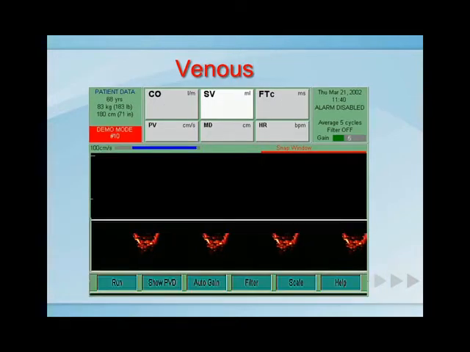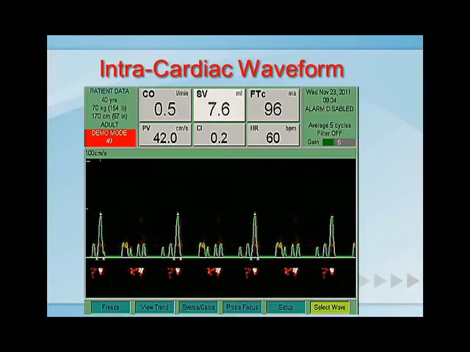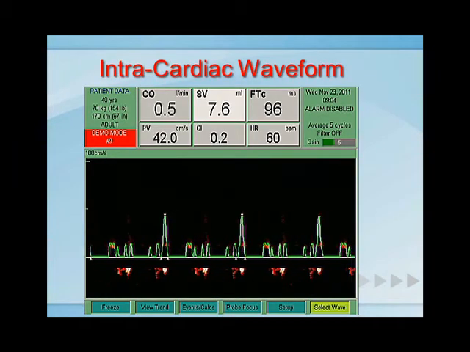This is an example of a venous waveform. It has a low-frequency sound, and there's no characteristic descending aortic blood flow signal as noted at the positive spectrum of the Doppler waveform. This is an example of an intracardiac waveform.